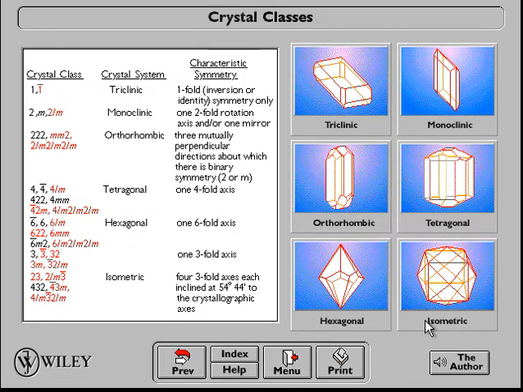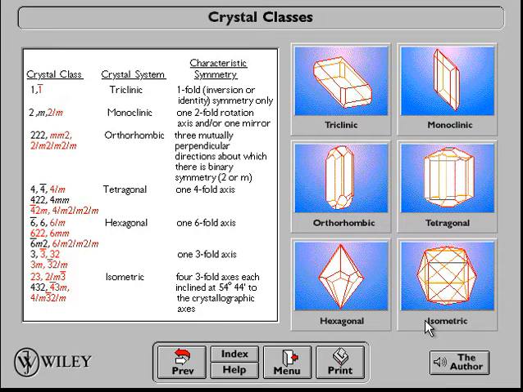So what do we have here? We have here now the first crystal class, the symmetry elements, yeah? And then we have the crystal system, and here the examples: a triclinic, a monoclinic, an orthorhombic, a tetragonal, a hexagonal, and an isometric crystal, yeah? And then in the third column we have the characteristic symmetry.